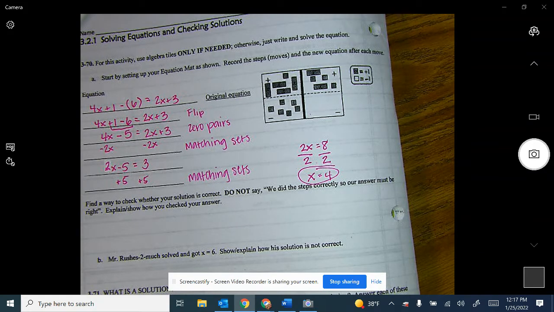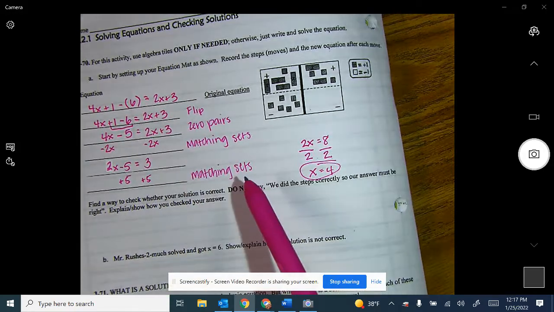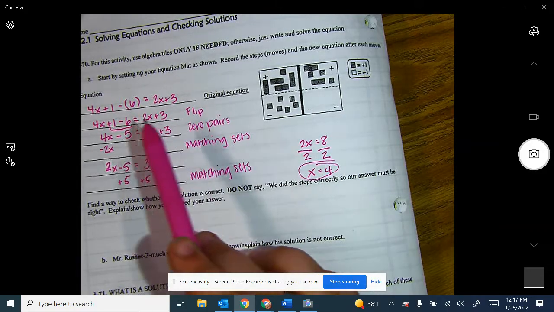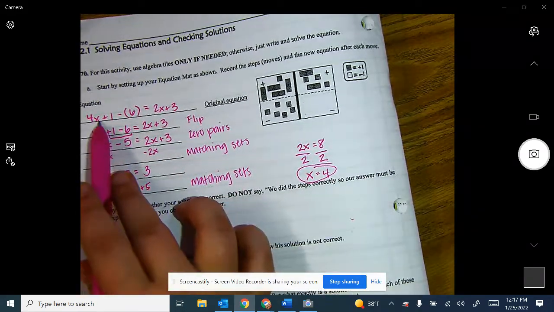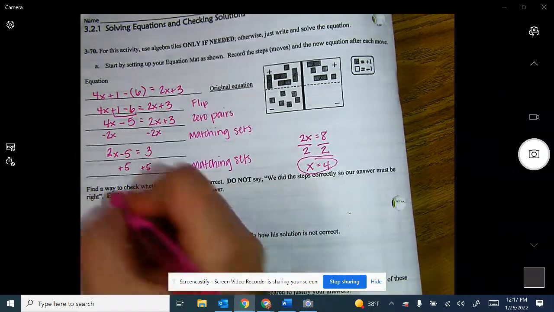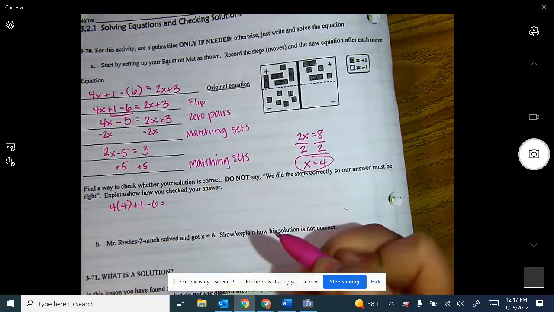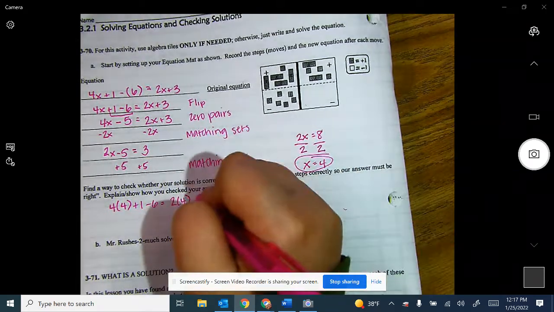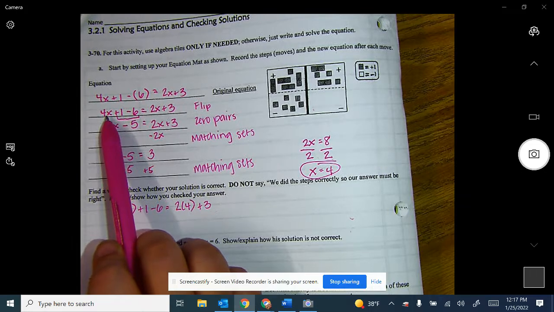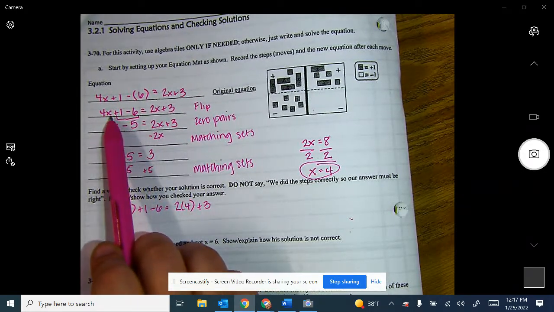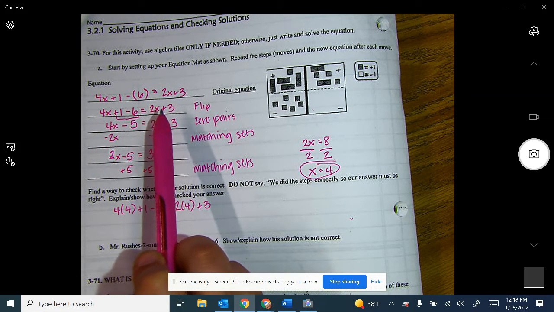Okay, so I'm going to place this 4 in for x in my original equation up here. If my answer is correct, then I should get both sides equal to each other, right? That's why they're equal. So I'm going to substitute that 4 anywhere I see an x in my original equation. So I have 4 times 4 plus 1 minus 6, and that's equal to 2 times 4 plus 3. I just took this equation up here that I had to flip anyways, regardless of whether I substituted for x, and I put my 4 wherever I see an x. So this became 4 times 4, and this became 2 times 4.